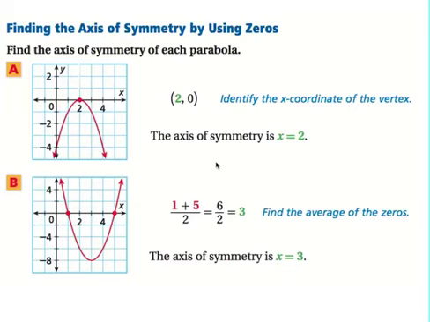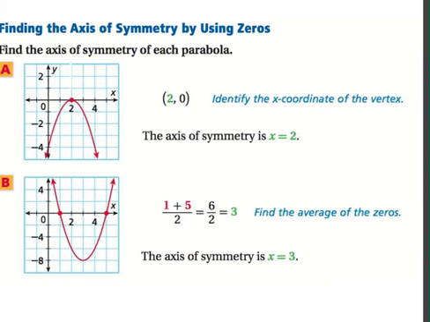So in this video we're going to talk about the axis of symmetry. The axis of symmetry is an axis that goes through the middle of a parabola. So it splits the parabola into two halves. So let's go ahead and look at these two examples we have in front of us right now.